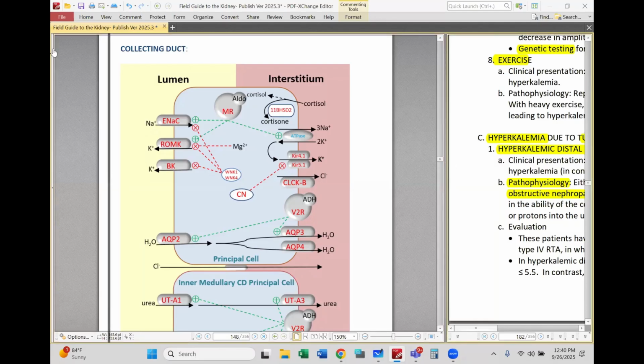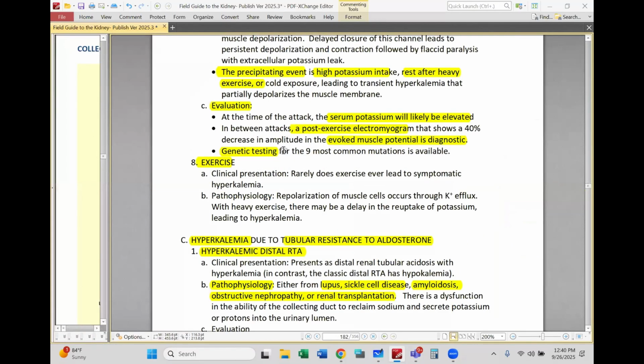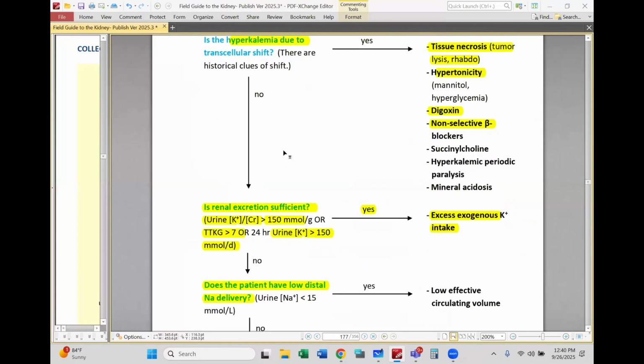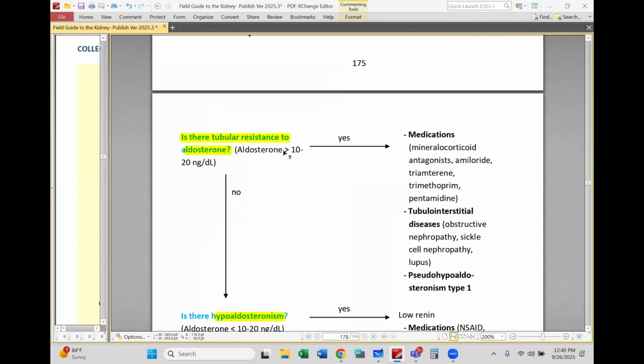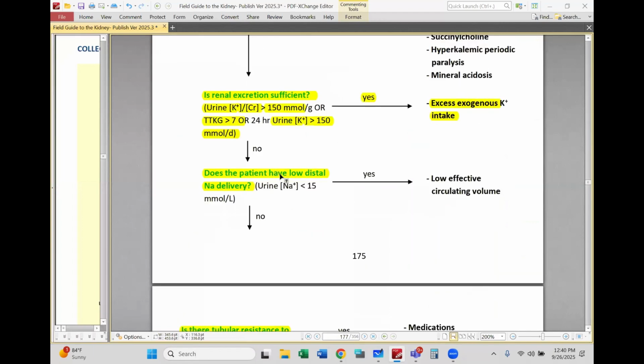And so I can return to this part of our algorithm that handles this, right? How do I recognize this form of hyperkalemia from simply low effective circulating volume? I just look at my urine sodium. If that's low, that gives me the clue that one of the main mechanisms of impaired kaliuresis is low distal sodium delivery. Okay. All right.